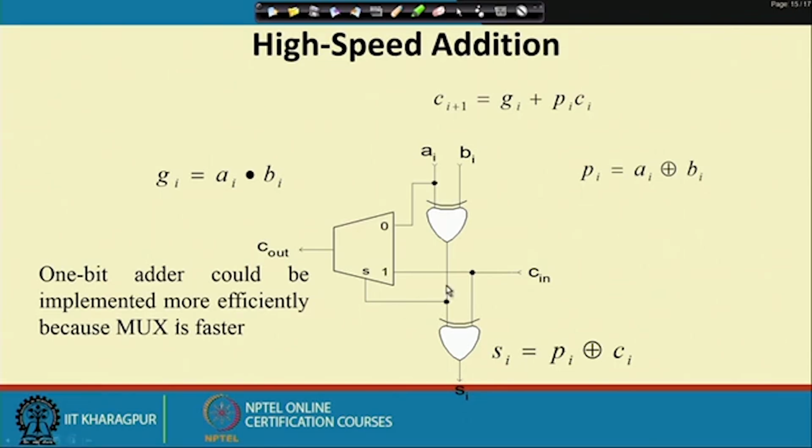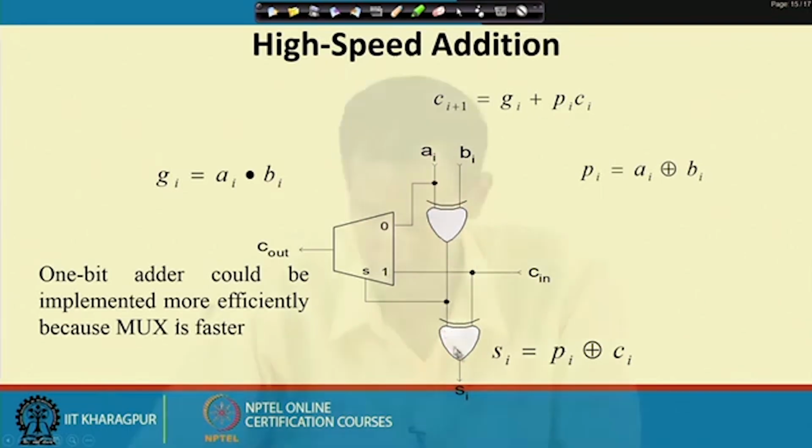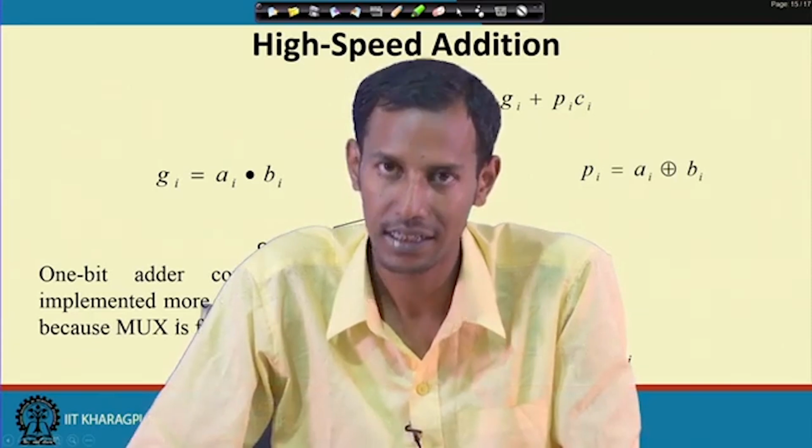Why is C out calculated? So, you see C I plus 1 equals G I plus P I C I. So, G I is the carry generated, P I is the carry propagated, right. So, for this particular case, it is producing the sum.